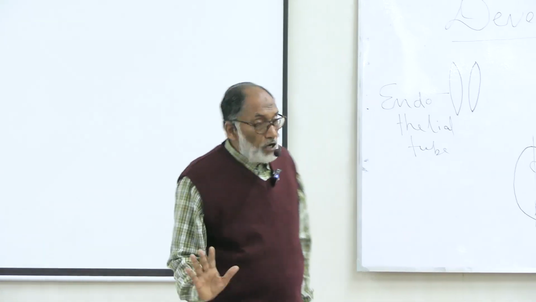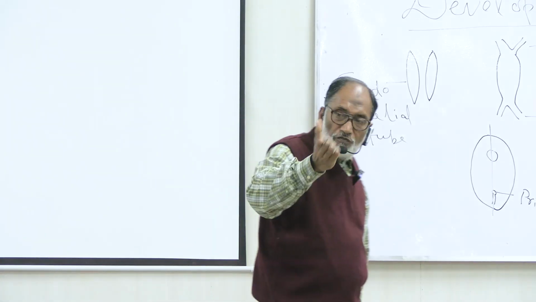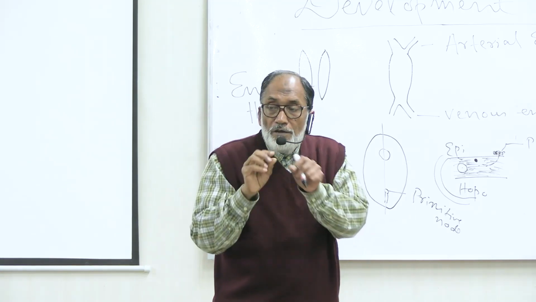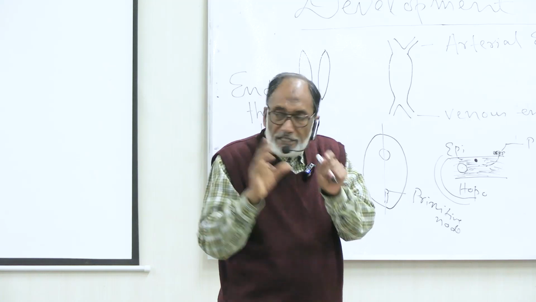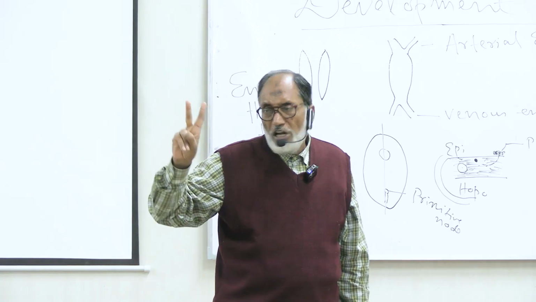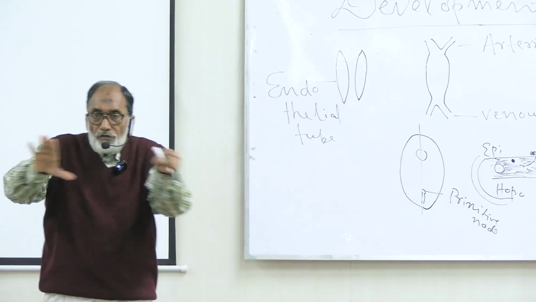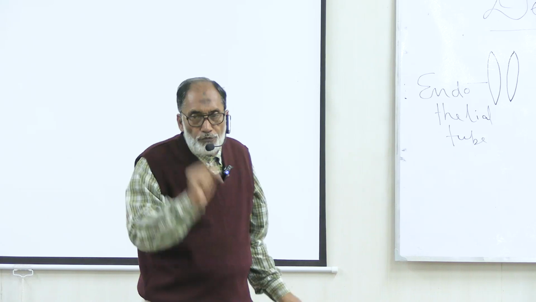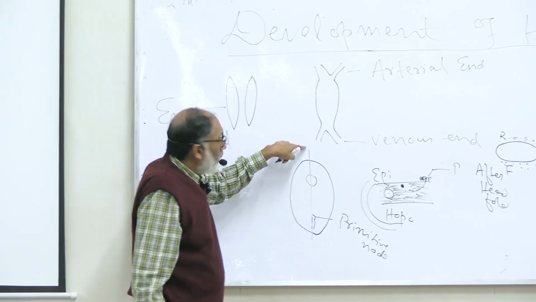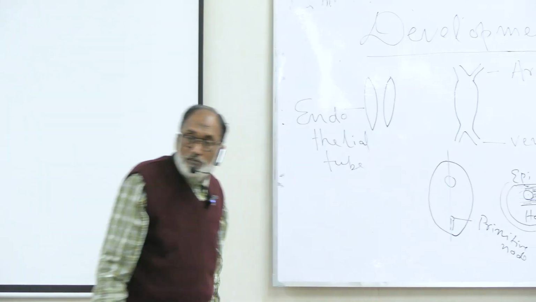Now, within the primary heart field, angioblasts will differentiate first. Angioblasts will form small blood vessels, and these small blood vessels will coalesce to form two heart tubes, called the endothelial heart tubes. These two endothelial heart tubes will now merge and form a single tube. This is the cephalic end and this is the caudal end. The cephalic end is known as the arterial end, and the caudal end is known as the venous end.